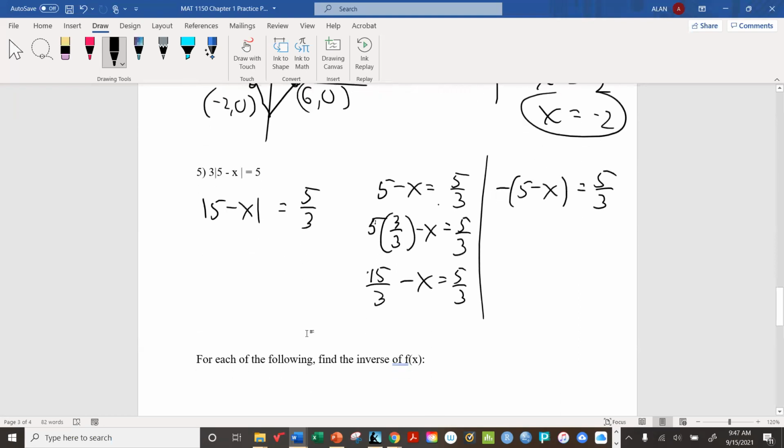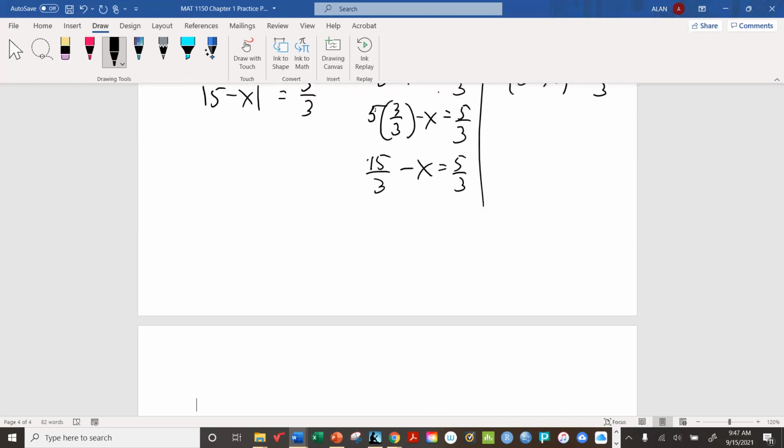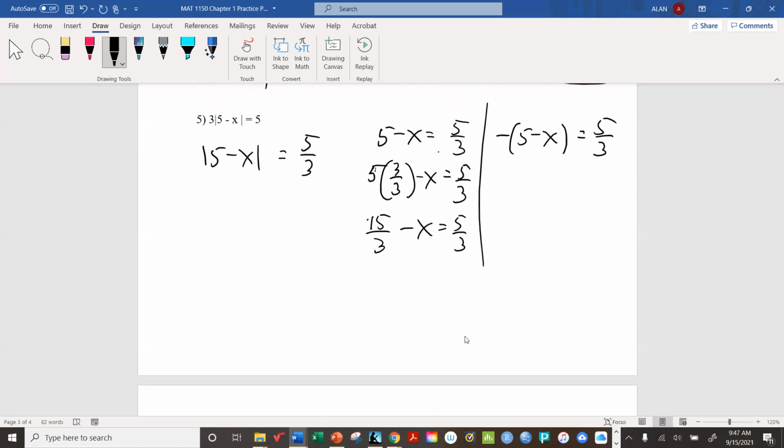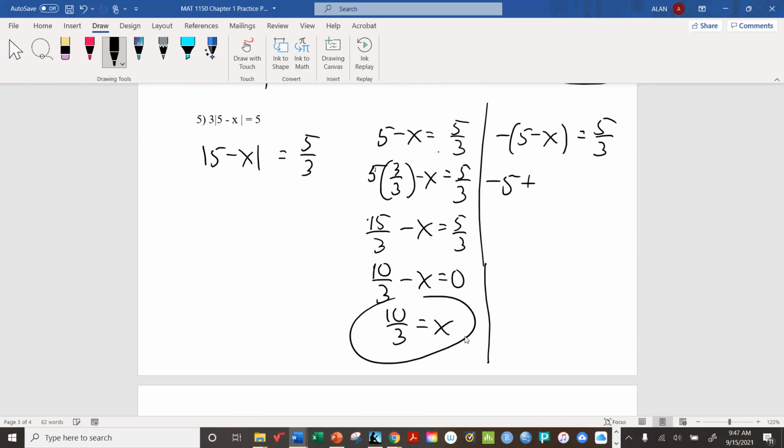Now, eventually x has to be on one side by itself and it has to be positive. So here's what I'll do. Subtract the 5/3 from both sides. Now I add the x to both sides. And that one's done. Over here, I apply the negative.